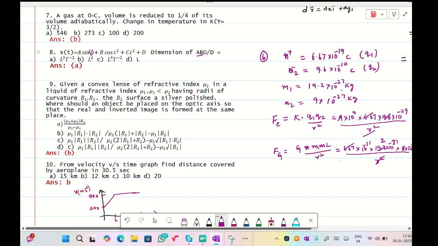L square, and here L T power minus 2. L cube into T power minus 2 by L. So L square into T power minus 2. That is the answer. Over. Hope you understand that?